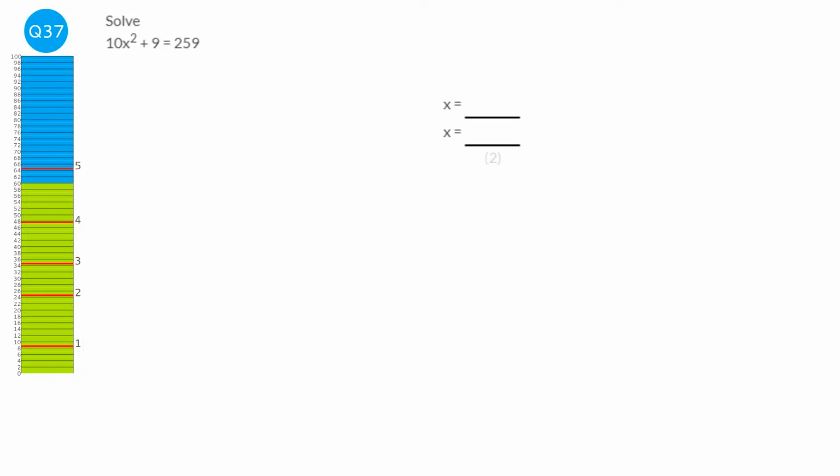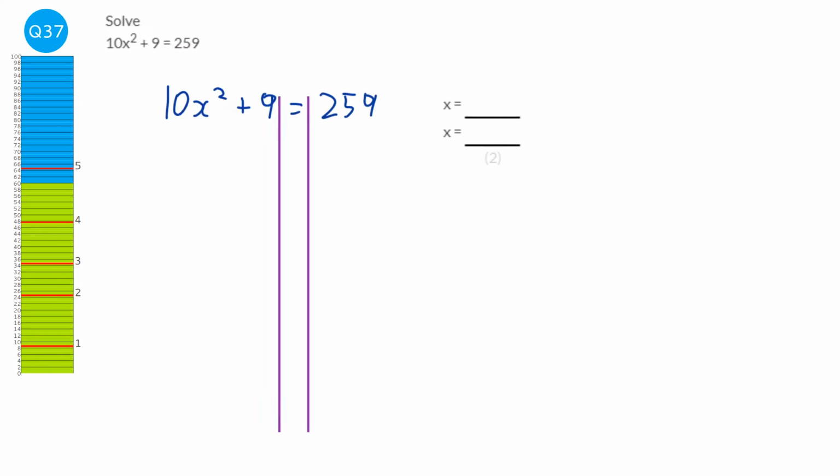So I'm going to write this question out a bit bigger, just so we've got a bit more room. And we're asked to solve. So what we're going to do with this is we're actually going to start by putting our solving lines in, and we're going to try and figure out what we do to get x on its own. So we're going to start by subtracting 9 to both sides, and so that will leave us with the 10x squared on the left hand side and then 250 on the right.